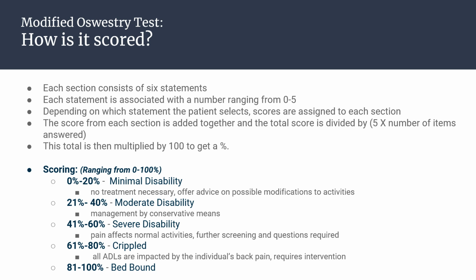If the patient scores 41 to 60%, they are considered to have a severe disability. Their pain affects normal activities, and further screening and questions are required. If the patient scores between 61 and 80%, they are considered crippled. All ADLs are impacted by the individual's back pain, and they require interventions. If the patient scores between 81 and 100%, they are considered bedbound.